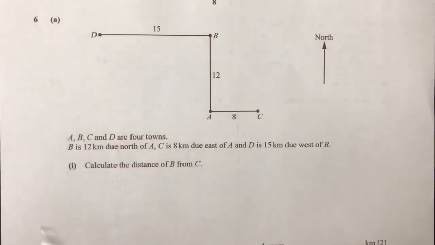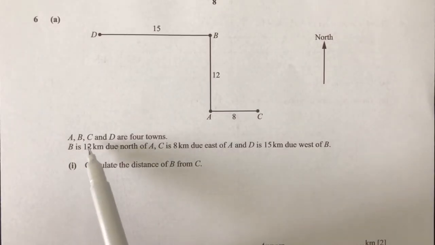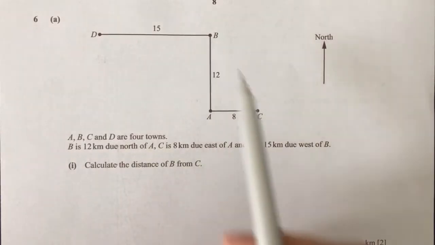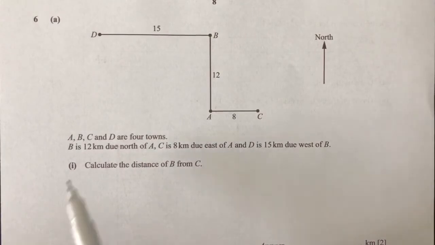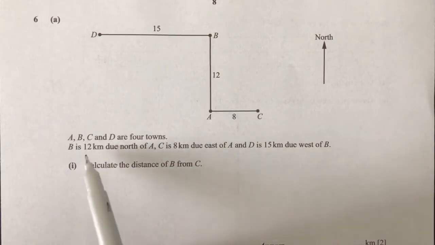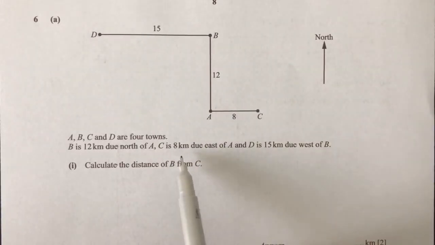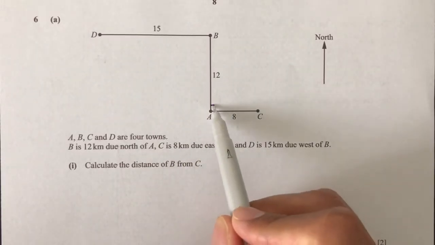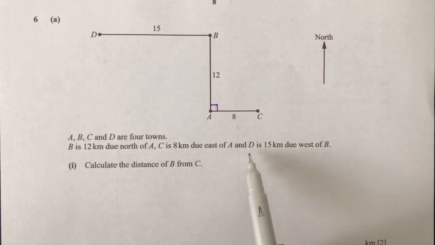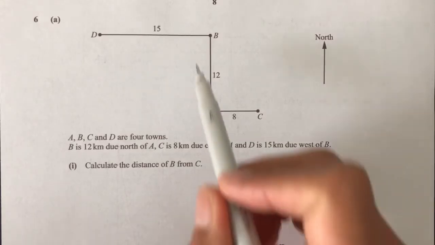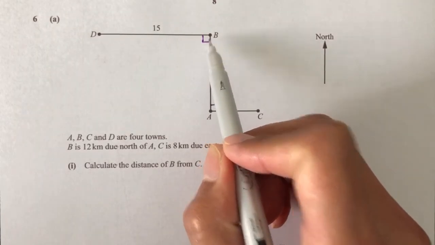Now question number 6, part A. We have A, B, C, and D are 4 towns. B is 12 km due north of A, and C is 8 km due east of A. So east will be 90, and D is 15 km due west of B. So this will be 90 as well.